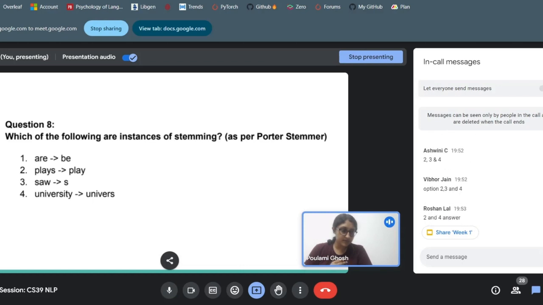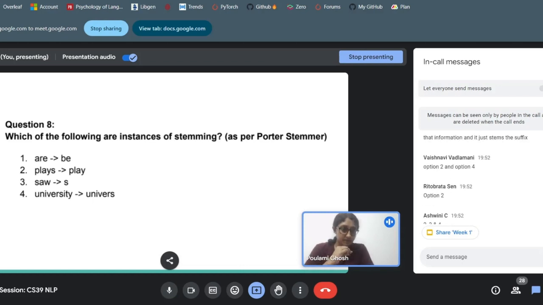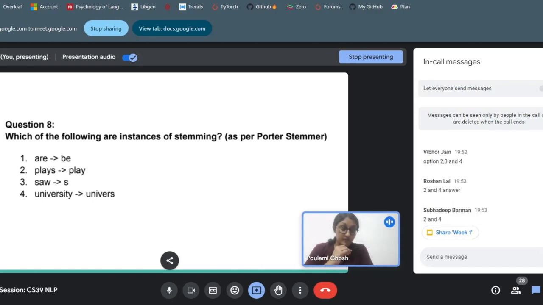Okay, some people have put their answers. Vaishnavi, Ritobroto, Ashwini, Vibhor, Roshan, Shubhodeep, Samyukta, and Vijay. Let's start with Vibhor this time. Vibhor thinks the answers are 2, 3, and 4. Would you like to explain why you think the answers are 2, 3, and 4?